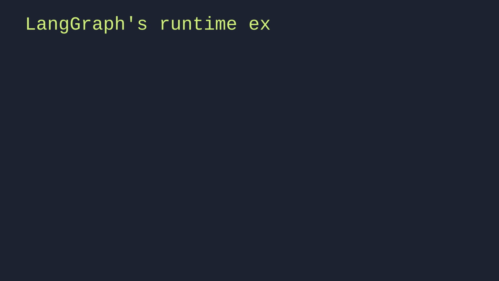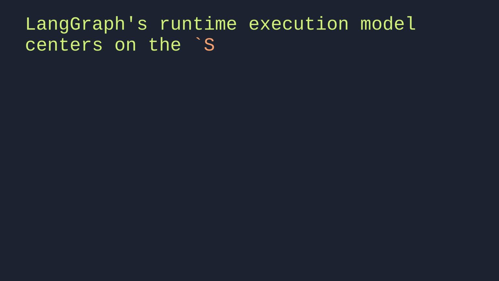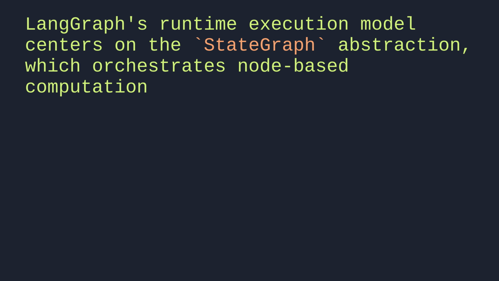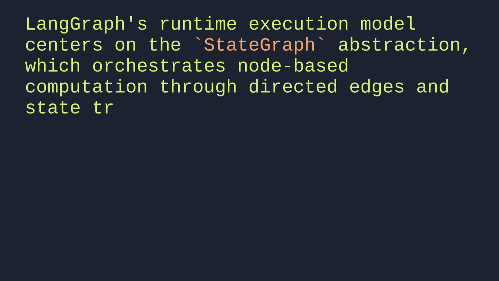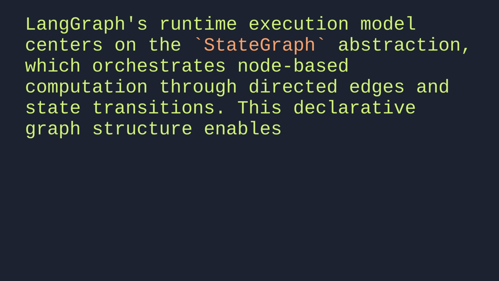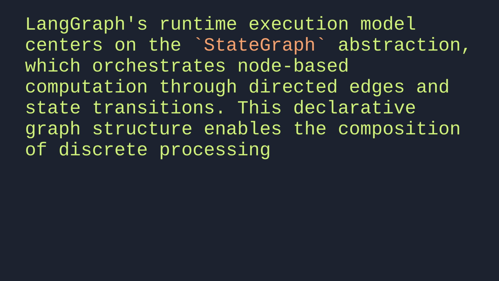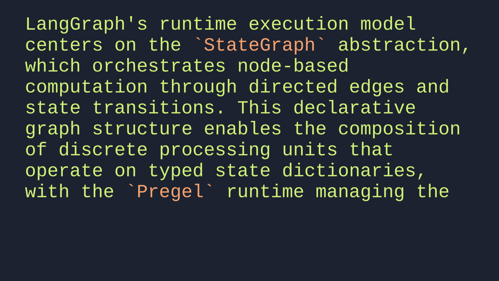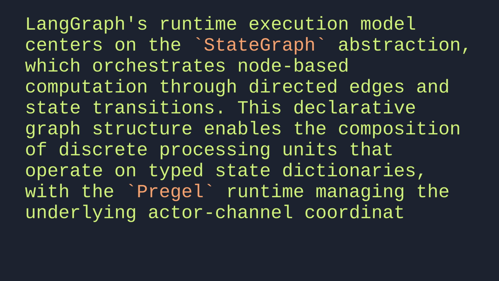LangGraph's runtime execution model centers on the StateGraph abstraction, which orchestrates node-based computation through directed edges and state transitions. This declarative graph structure enables the composition of discrete processing units that operate on typed state dictionaries, with the Pregel runtime managing the underlying actor-channel coordination.